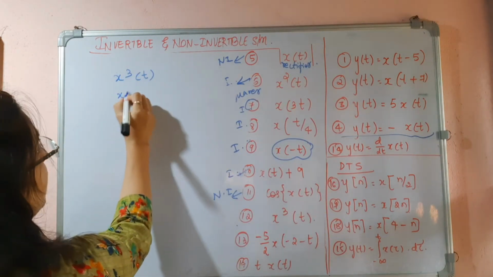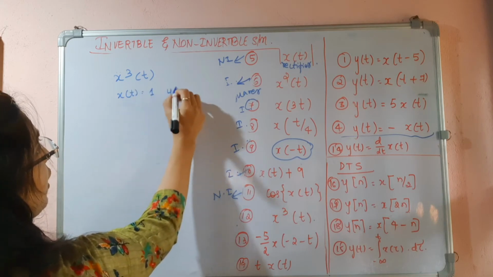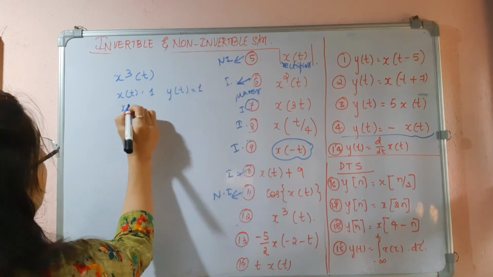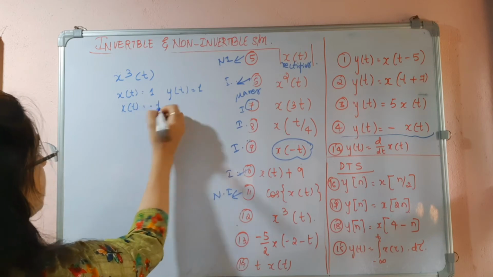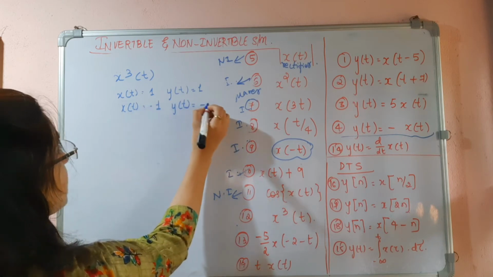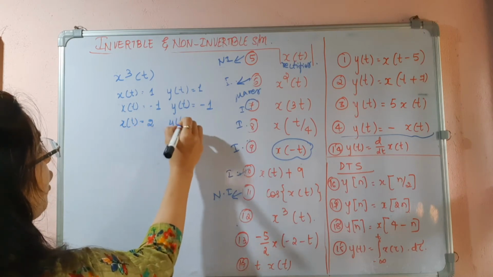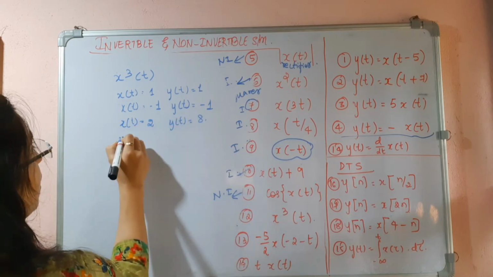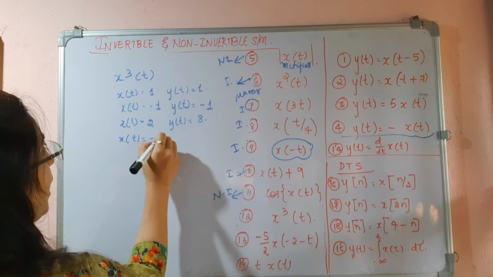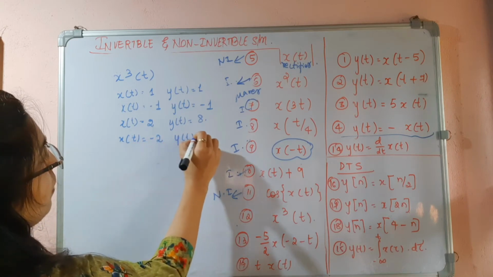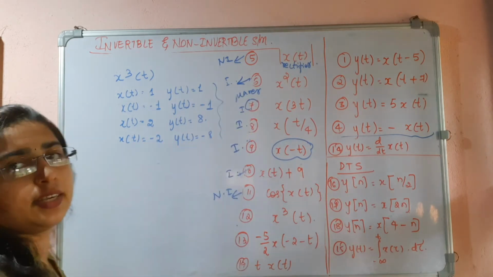Suppose x of t is 1, I'll get y of t as 1. X of t is equal to minus 1, I'll get y of t as minus 1. X of t is equal to 2, y of t will be equal to 8. X of t is equal to minus 2, y of t is equal to minus 8. So this is producing distinct outputs.